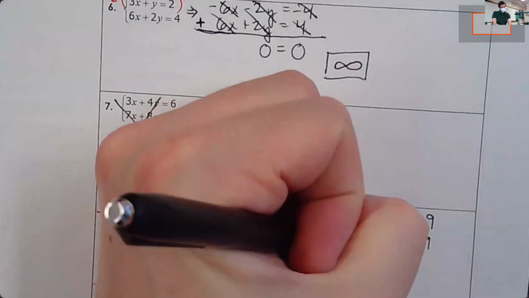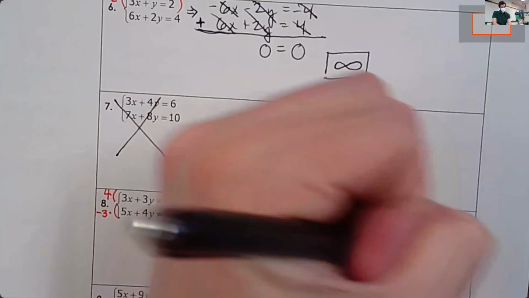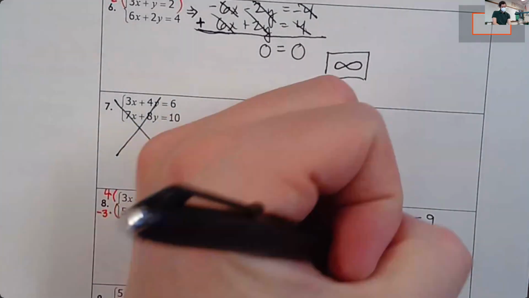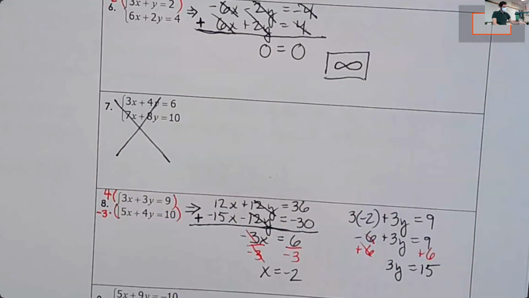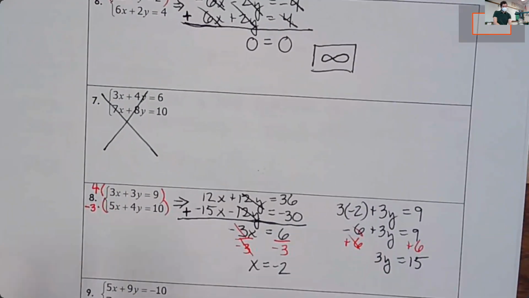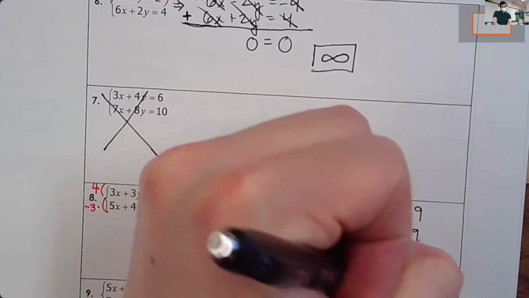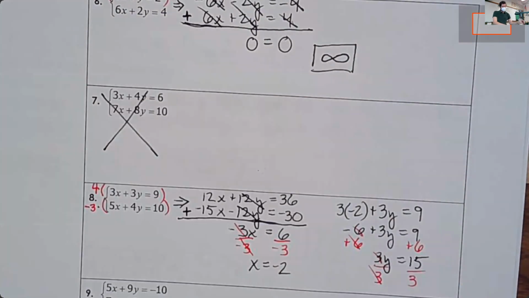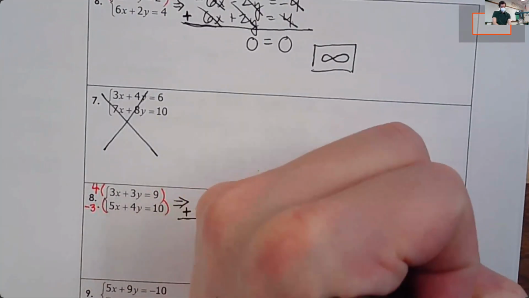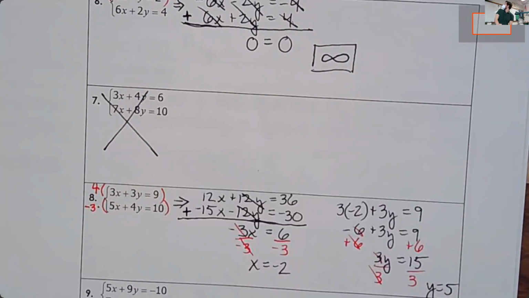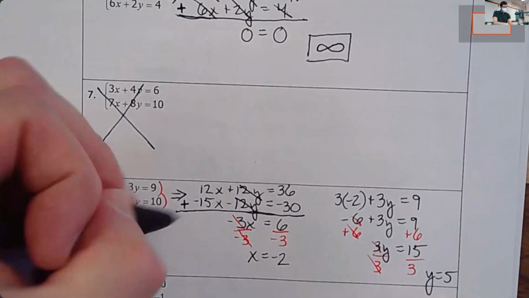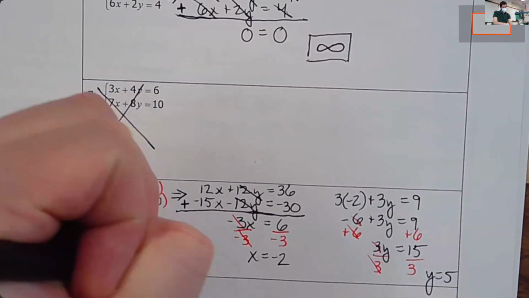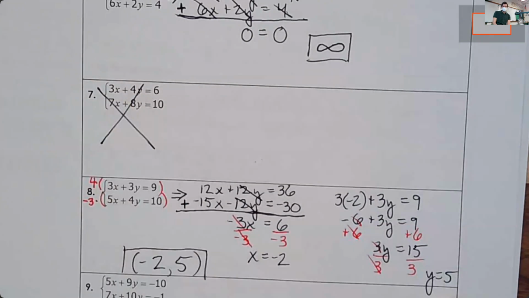We will then add 6 to both sides. So +6 plus 6. And we get 3y equals 9 plus 6, which is 15. Our last step, divide both sides by 3. Divide by 3. 15 divided by 3 means that y equals 5. So we have x equal to -2. We have y equal to 5. So we're looking at -2, 5. And that is our answer for number 8.